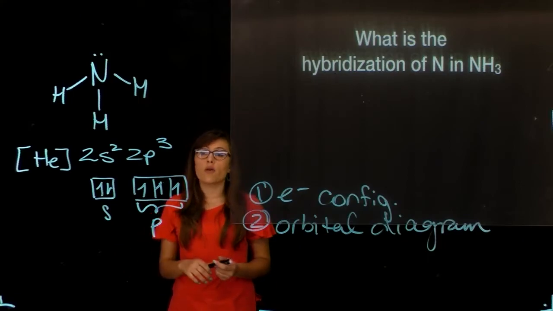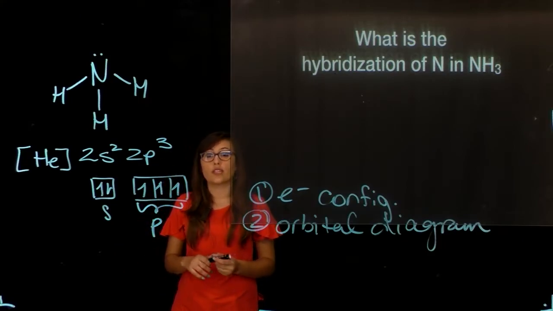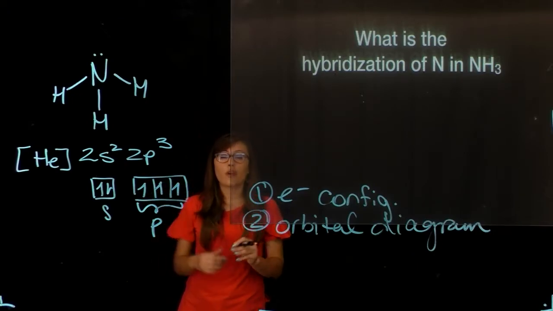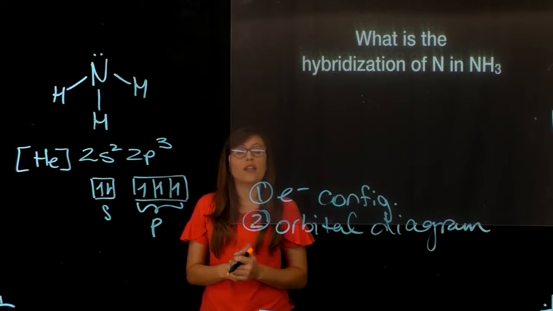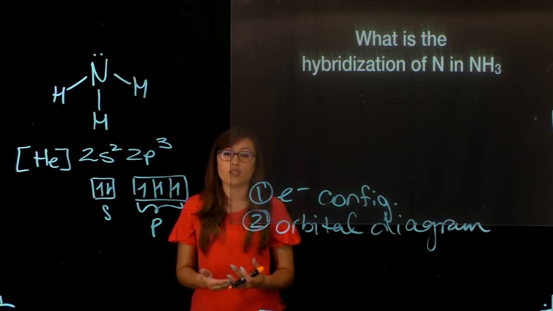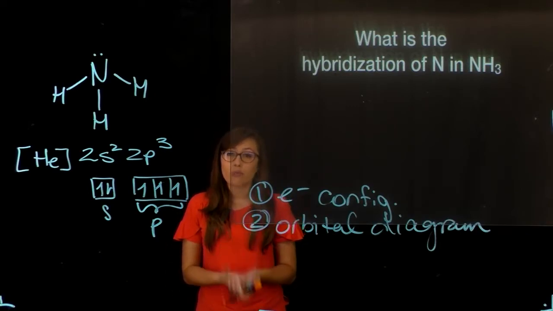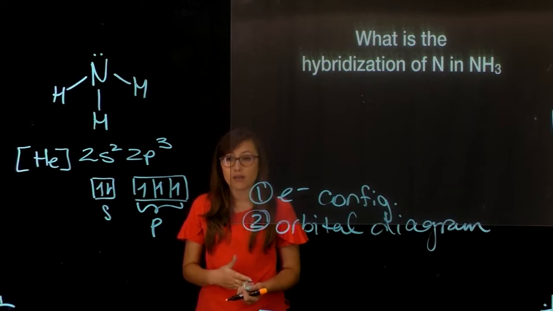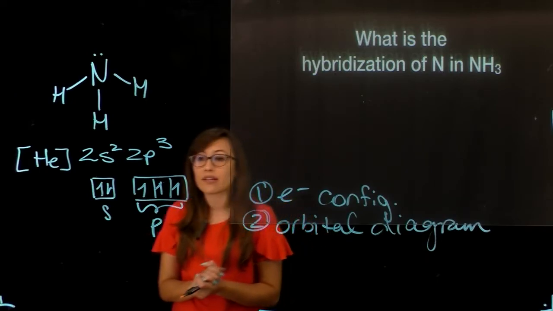So the orbital diagram and electron configuration for nitrogen is as such: helium 2s2 2p3. Once we write this out, we can start to get a little bit more insight into what the hybridization is going to be for nitrogen. Remember, hybridization will always occur unless in the presence of a double or triple bond. So everything's going to mix together.